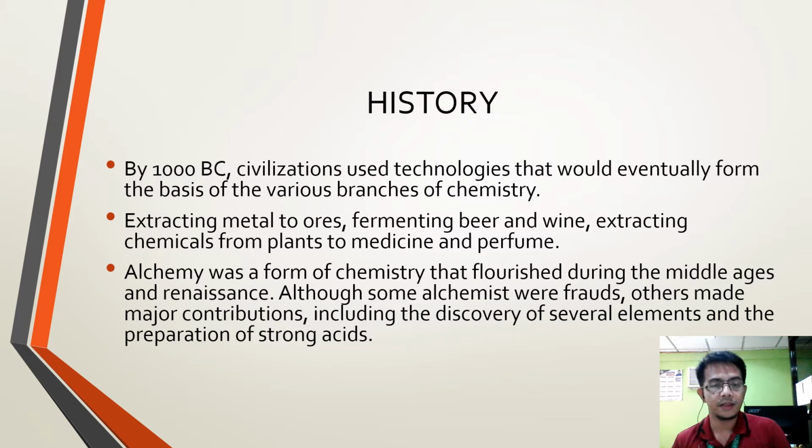Okay, now let's proceed to the history of chemistry. By 1000 BC, civilization used technology that would eventually form the basis of the various branches of chemistry. Examples of these are extracting metals from ores, fermenting beer and wine, extracting chemicals from plants to make medicine and perfumes. So alchemy was a form of chemistry that flourished during the Middle Ages and Renaissance. Although some alchemists were frauds, others made major contributions, including the discovery of several elements and the preparation of strong acids.